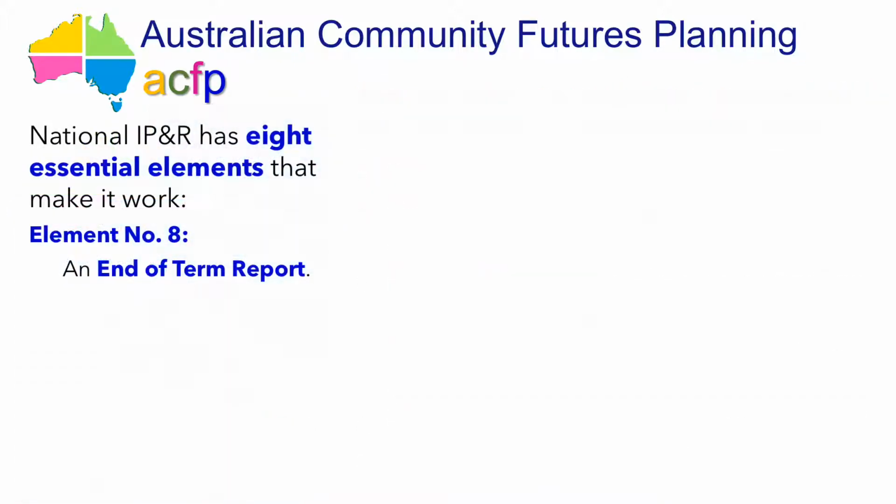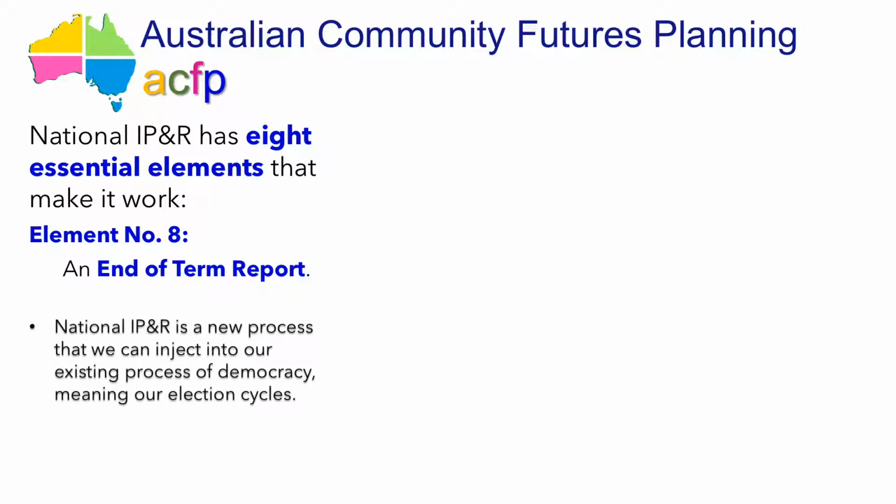No planning system is worth much if we can't produce reports on performance. These are vital if we're to keep ourselves on track and accelerate our progress towards targets. As I said before, National IP&R is a new process that we can inject into our existing process of democracy, meaning our election cycles. The end-of-term report comes in the last part of that cycle.